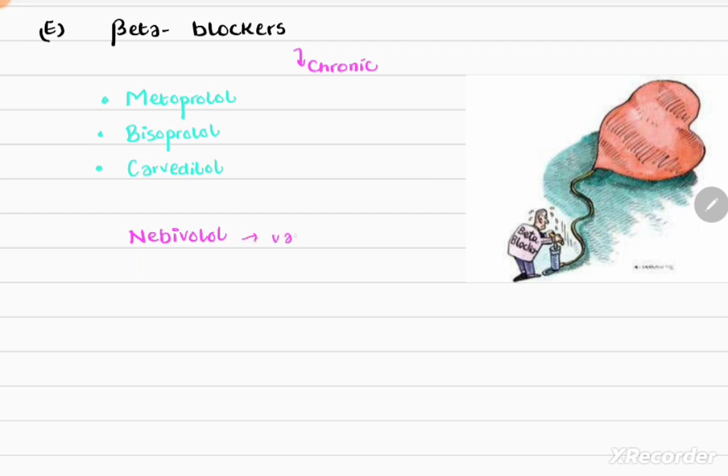The unique thing about nebivolol is that it dilates the blood vessels. It is an investigational drug in the setting of heart failure. So beta blockers, they are the first line drugs that are used in the management of chronic heart failure.